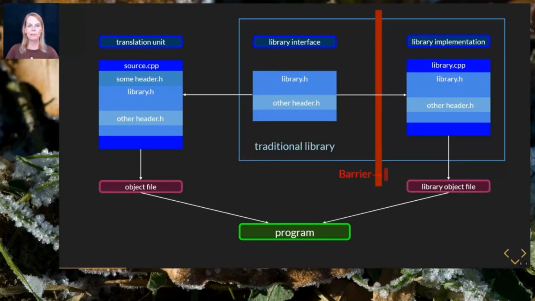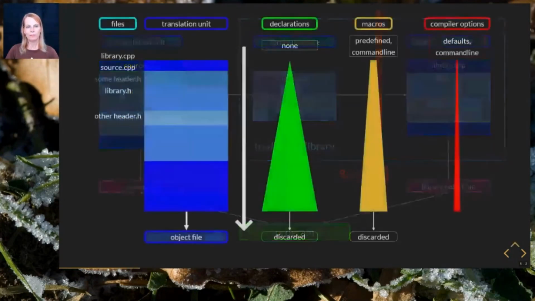In the C++ compilation model, boundaries exist only between translation units. Foreign code is barred only from intruding into the library implementation. The interface headers just do not benefit from this level of protection.